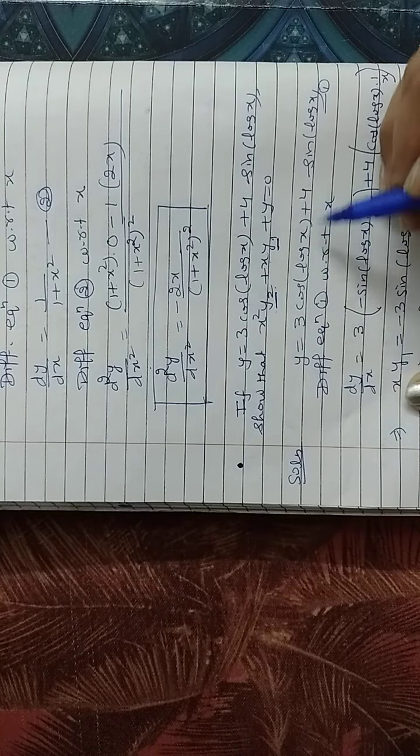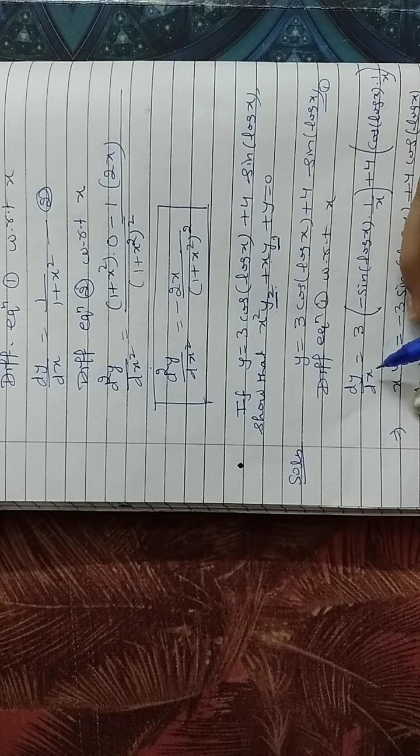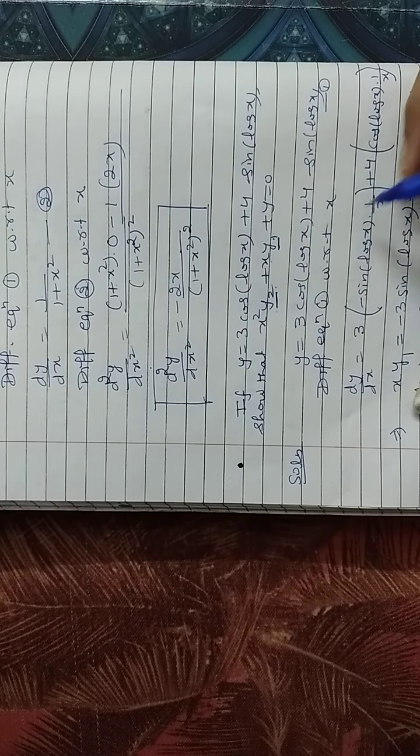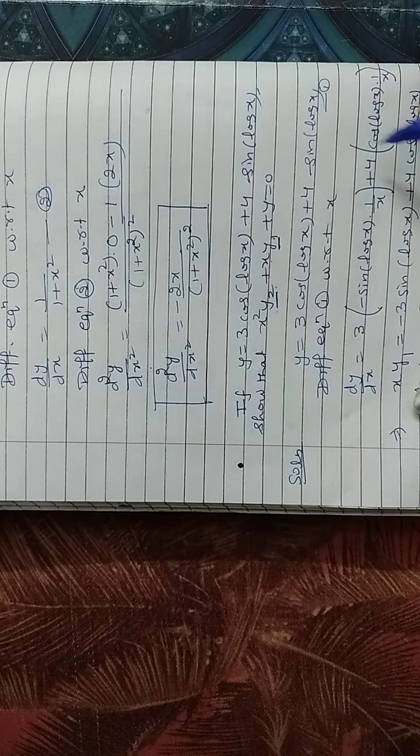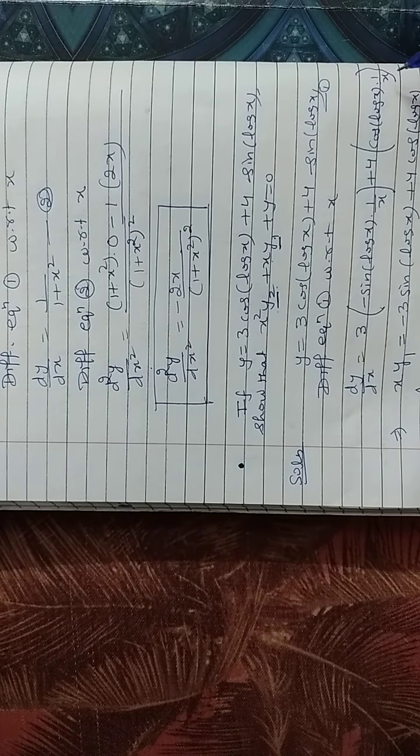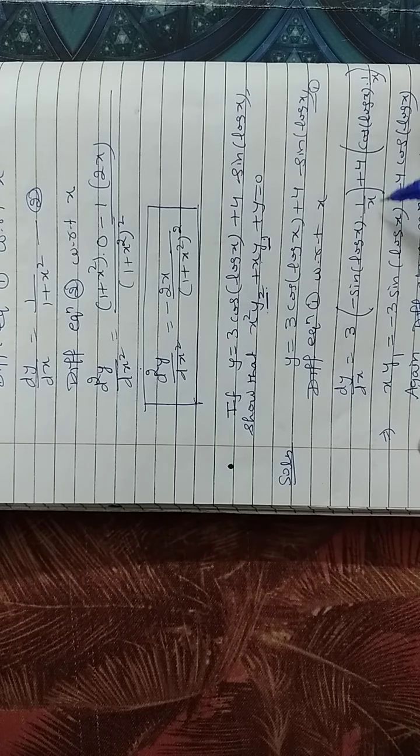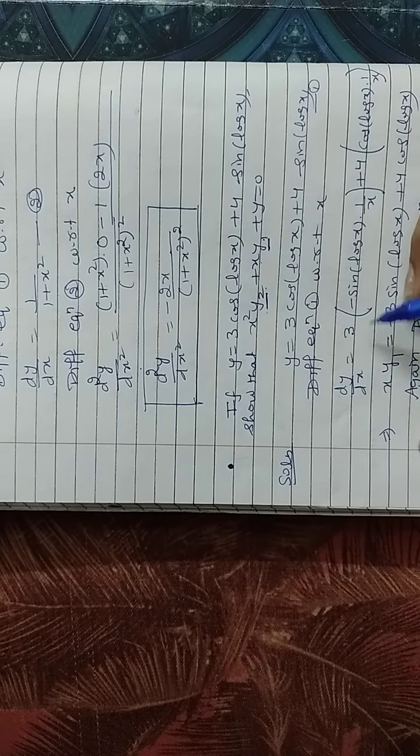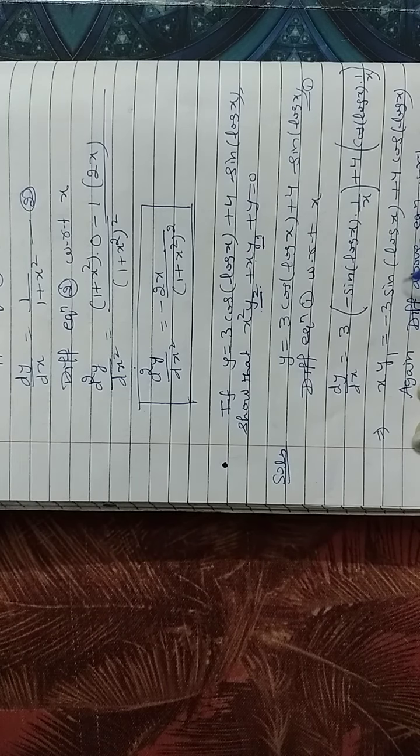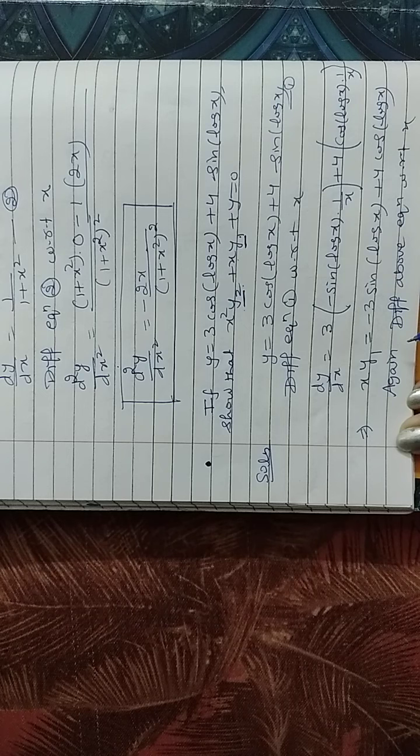So why is this? Differentiating this with respect to x, you will get dy by dx equals 3, derivative of cos is minus sine log x, then derivative of log x is 1 by x, plus 4 as it is, derivative of sine is cos log x, then derivative of log x is 1 by x. Now see, x is common in the denominator, so you will cross multiply this x with dy by dx. You will get x y1 equals minus 3 sine log x plus 4 cos log x. Now again differentiate this equation with respect to x.